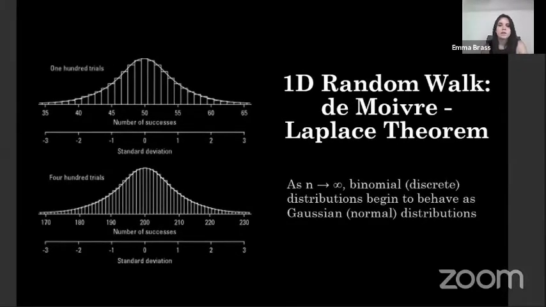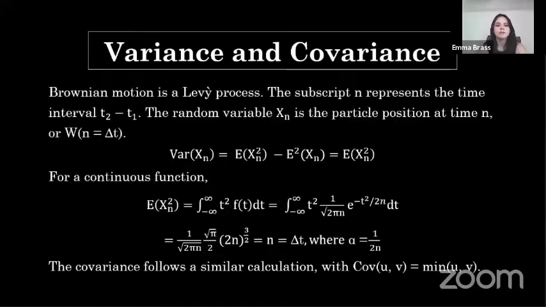All right, now that we talked about that, let's talk about variance and covariance. Brownian motion is a Levy process, and basically what that's saying is that it has stationary independent increments. The subscript n represents the time interval t sub 2 minus t sub 1, and again, we know that that is a stationary and independent increment, so no overlap. The random variable x sub n is the particle position at time n, or the Brownian at n equals delta t, which again, delta t is this right here.